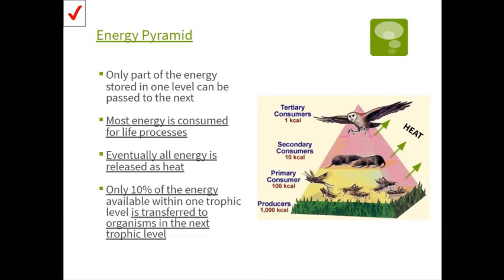So as you can see, only 10% of the energy available gets passed on from one step to the next, which means that normally your tertiary consumers, or your high-level predators, have to consume a bit more. They're not nearly as efficient at converting energy. They also need much more energy to keep their bodies going.